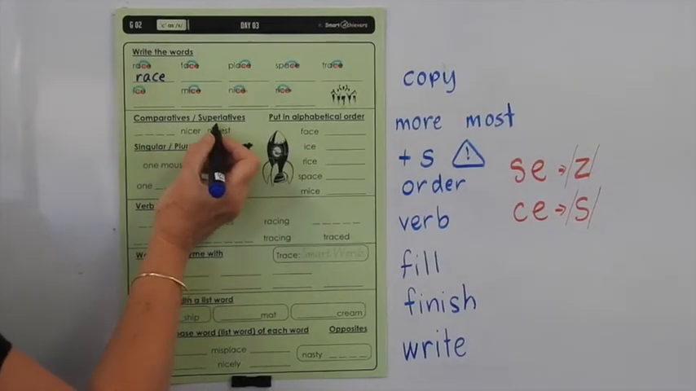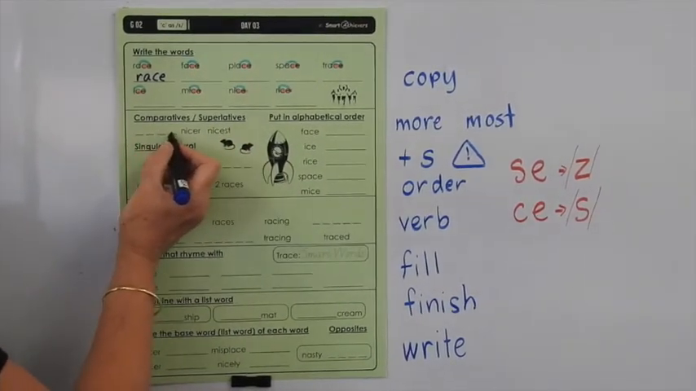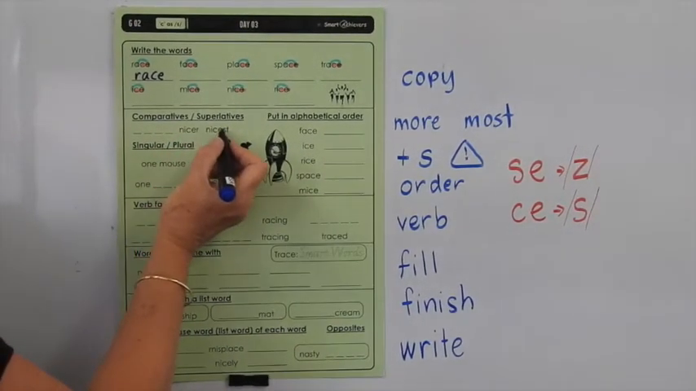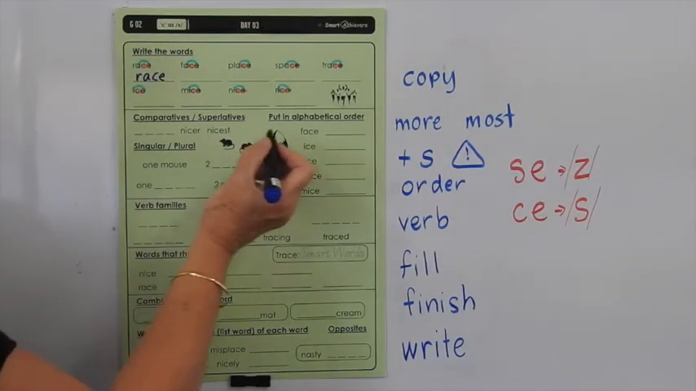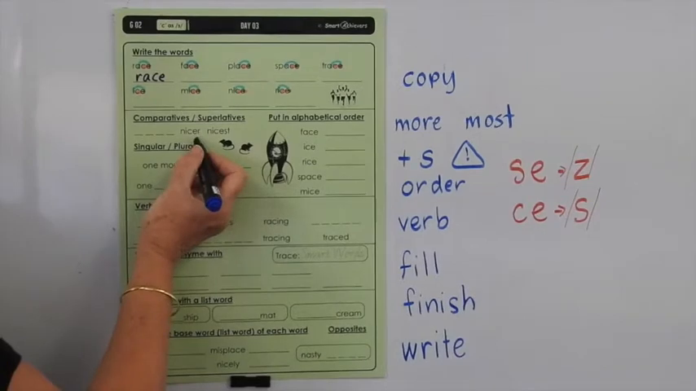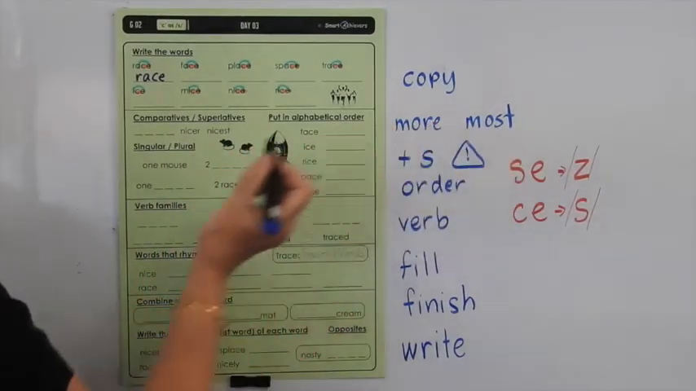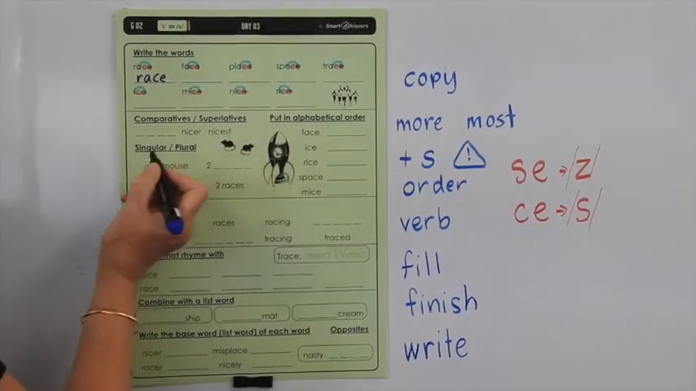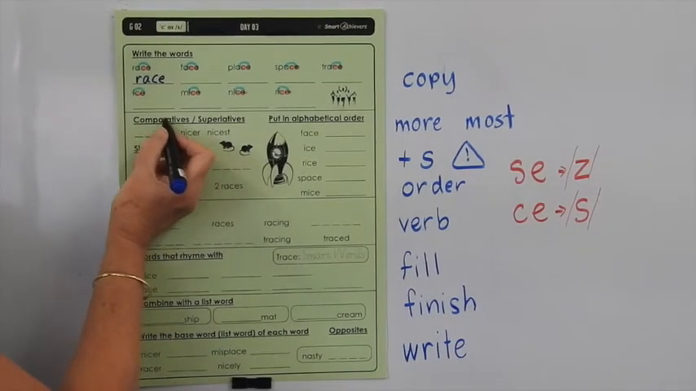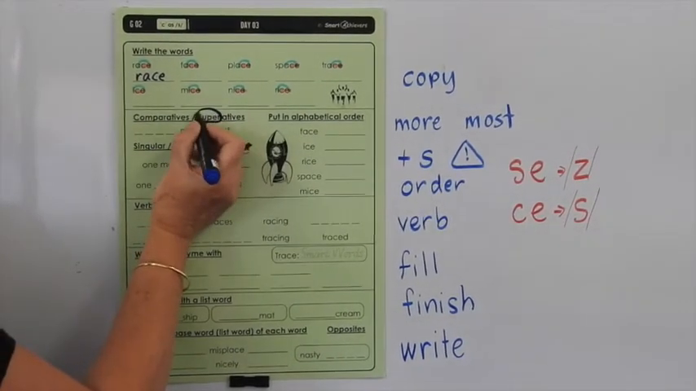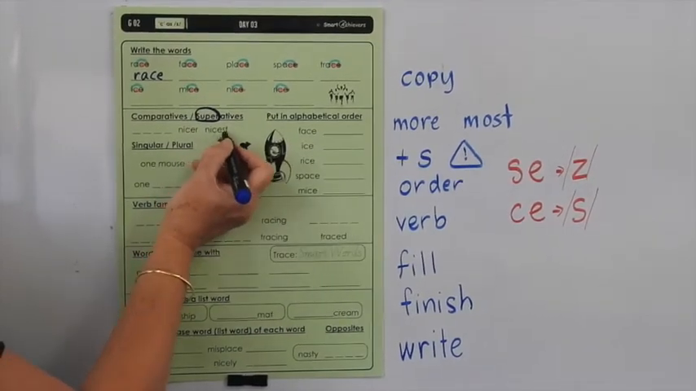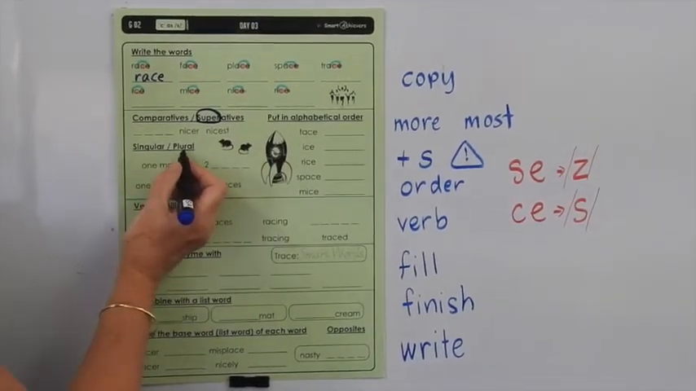Down here, comparatives and superlatives, you have to work out what the base word is from nicer and nicest. So rather than saying more nice, we say nicer. And rather than saying the most nice, we say nicest. So a comparative is when we compare two things. A superlative is when we compare a bigger group of things. So we add EST.